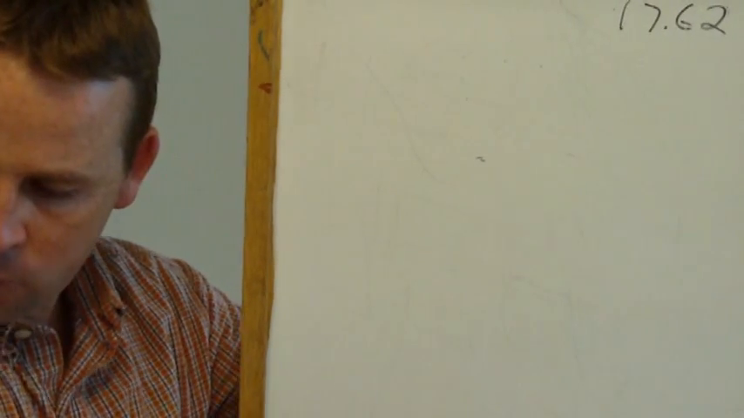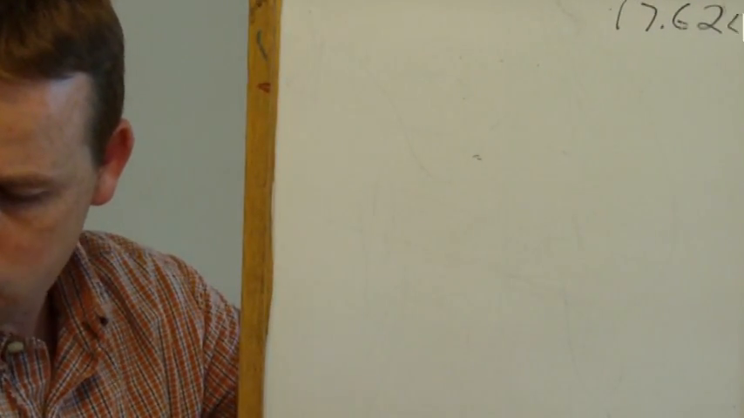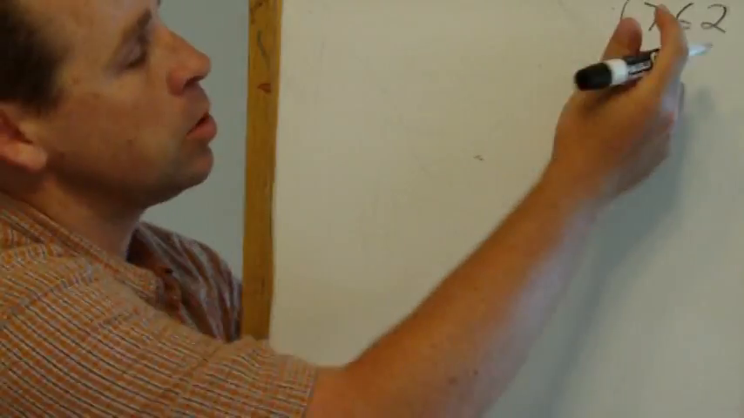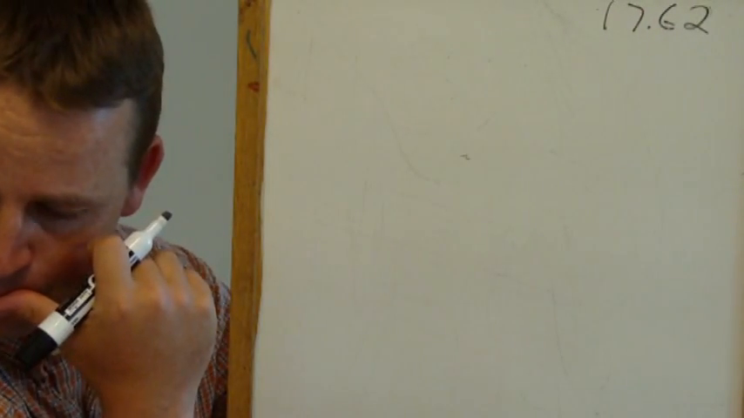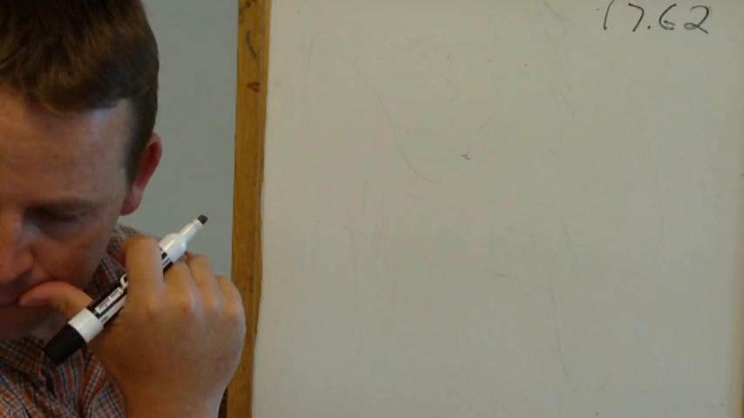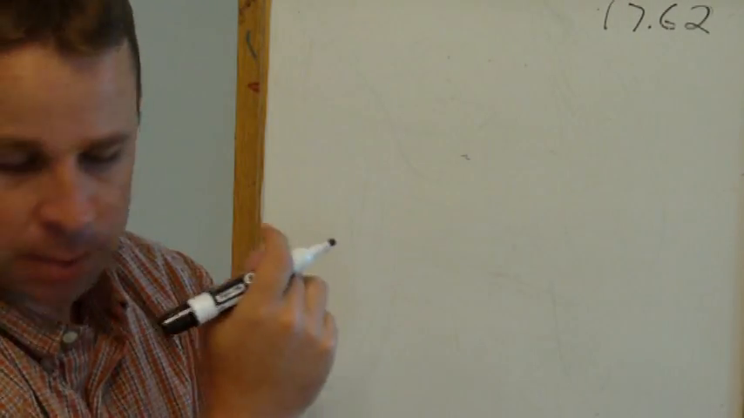1762, the Ka for hydrofluoric acid is 6.8 times 10 to the minus 4. What's the Kb for the fluoride ion?